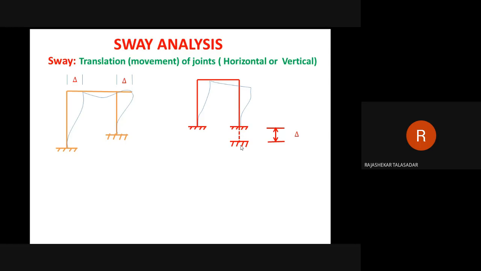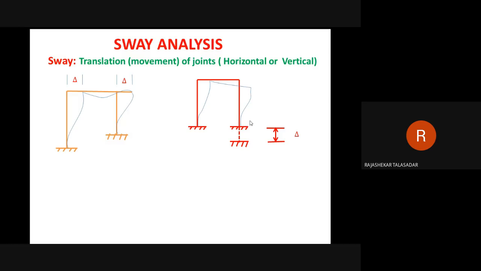down, then automatically the deflected shape will be as I have shown here with the blue line. With the blue line, it is a lateral or horizontal movement, here because of the settlement of the support. Again here the vertical movement of the beam will take place this much, right? And here also the lateral movement of the column. So this is what we call sway analysis. The analysis of frames having lateral movement we call sway analysis. The analysis of frames which are symmetric in nature, where there is no sway, we call non-sway analysis.